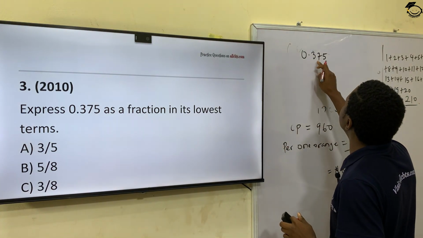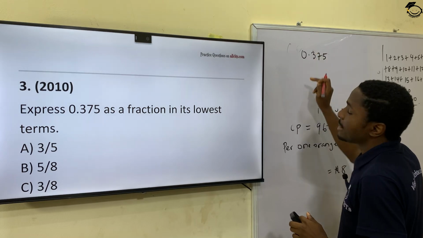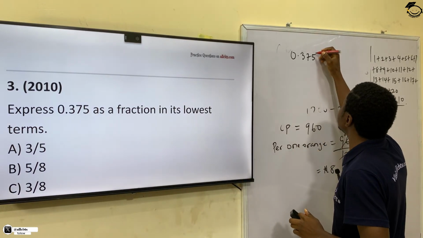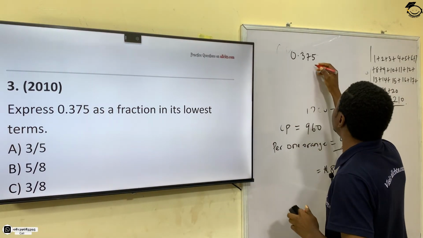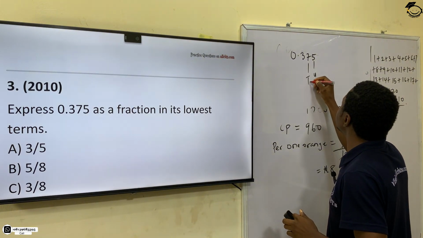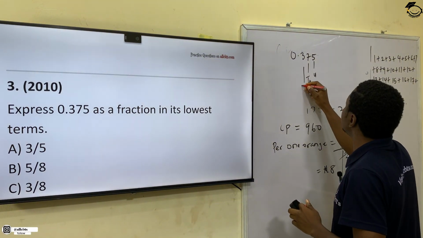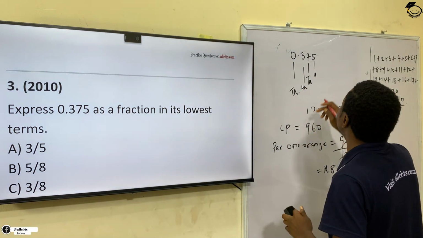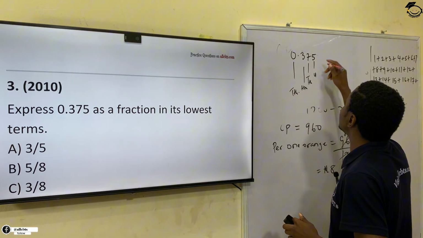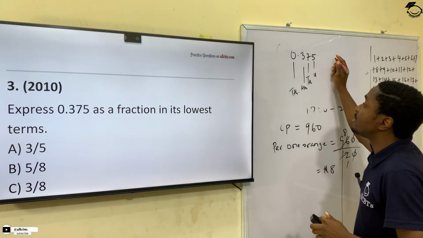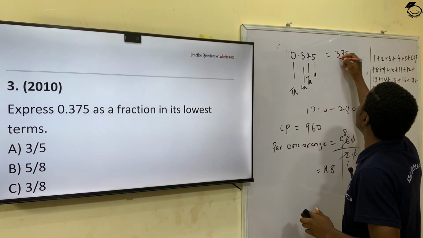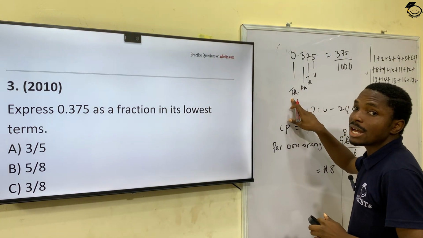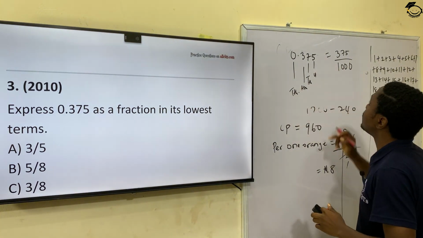Now, the decimal point has moved 3 times. So you are dividing by what? By 1000. Because when you look at it now, it's in its what place. So if you want to put it in its place value, this is the unit, this is the tenth, this is the hundredth, and this is the what? Thousandth, right? So because your 0 is in thousands, if you want to put this decimal as a fraction, it will be 375 over 1000, because your 0 is in the thousandth place. Okay, so 375 over 1000.